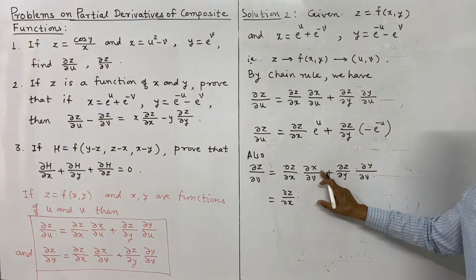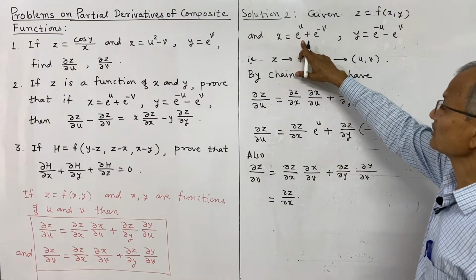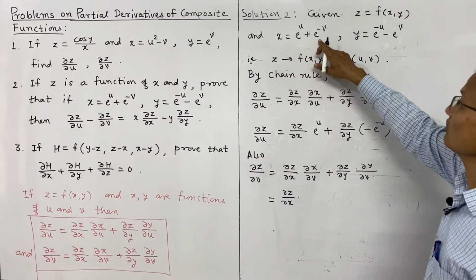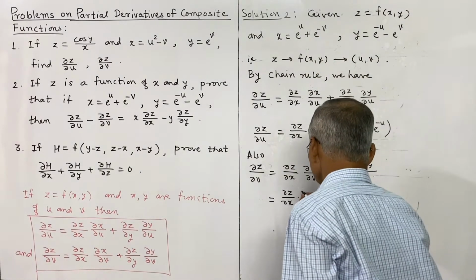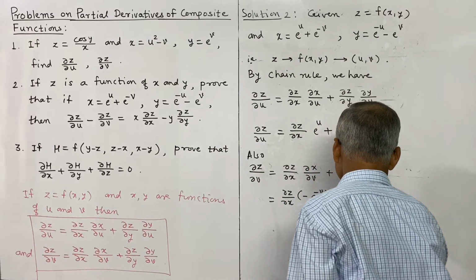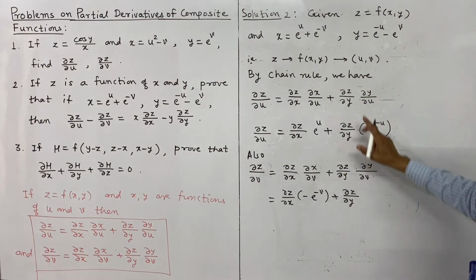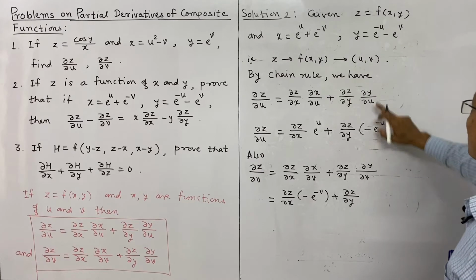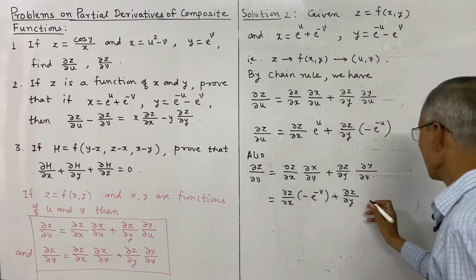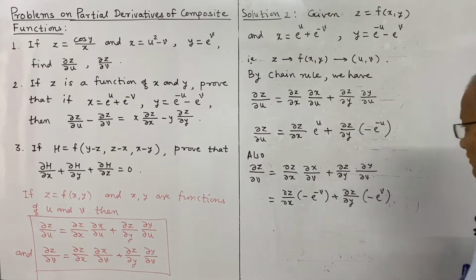Now the partial derivative of x with respect to v: this is constant, and therefore its derivative will be 0, and the partial derivative of this will be negative e to the power negative v. So that is negative e^(-v), plus ∂z/∂y will be the same as it is, and what is ∂y/∂v? Partial derivative of y with respect to v: this is 0 and this is negative e^v. So these are the values we have obtained.